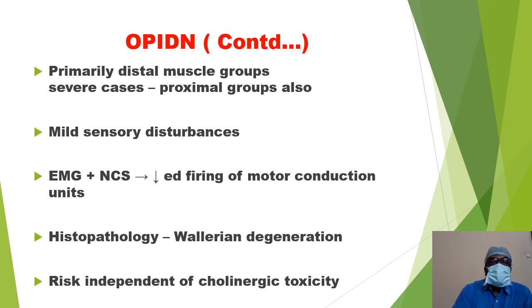But the sensory disturbances are only mild. If you see the electromyogram and also nerve conduction studies, it will show decreased firing of motor conduction units. Coming to histopathology, there will be Wallerian degeneration of the neurons. And the risk of OPIDN is independent of cholinergic toxicity.